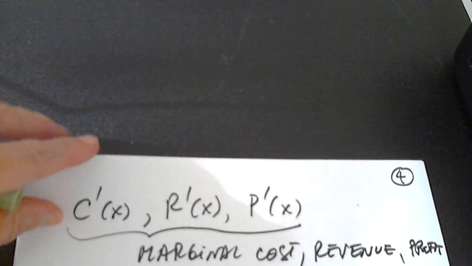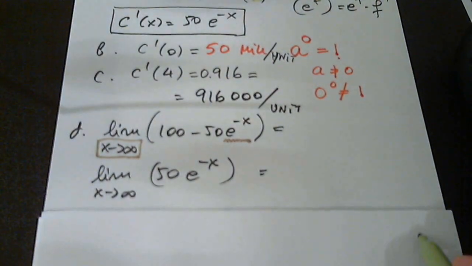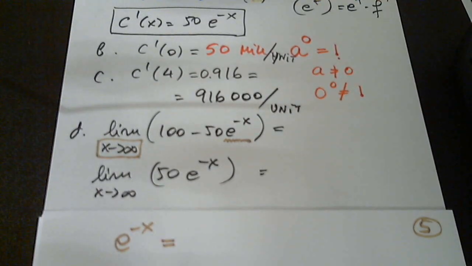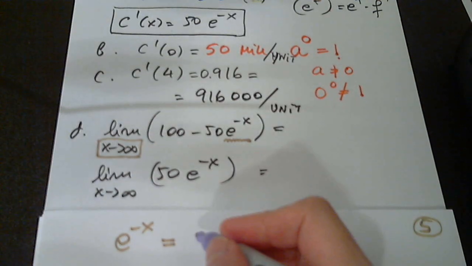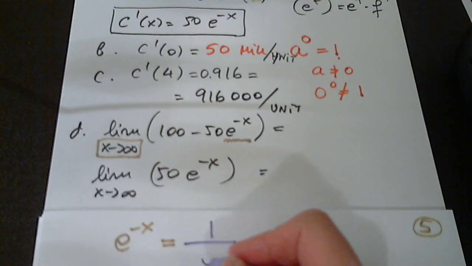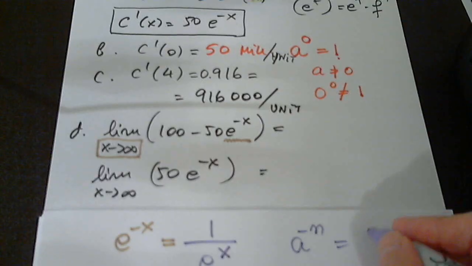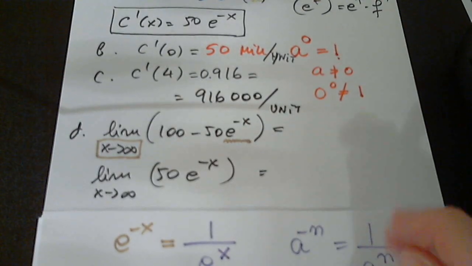So remember, is there another way? Is there another way of rewriting e to negative x? Is there another way of writing e to negative x? Anyone remembers? E to negative x is 1 over e to the x, right? Here's the formula. A to negative n is 1 over a to the nth power.